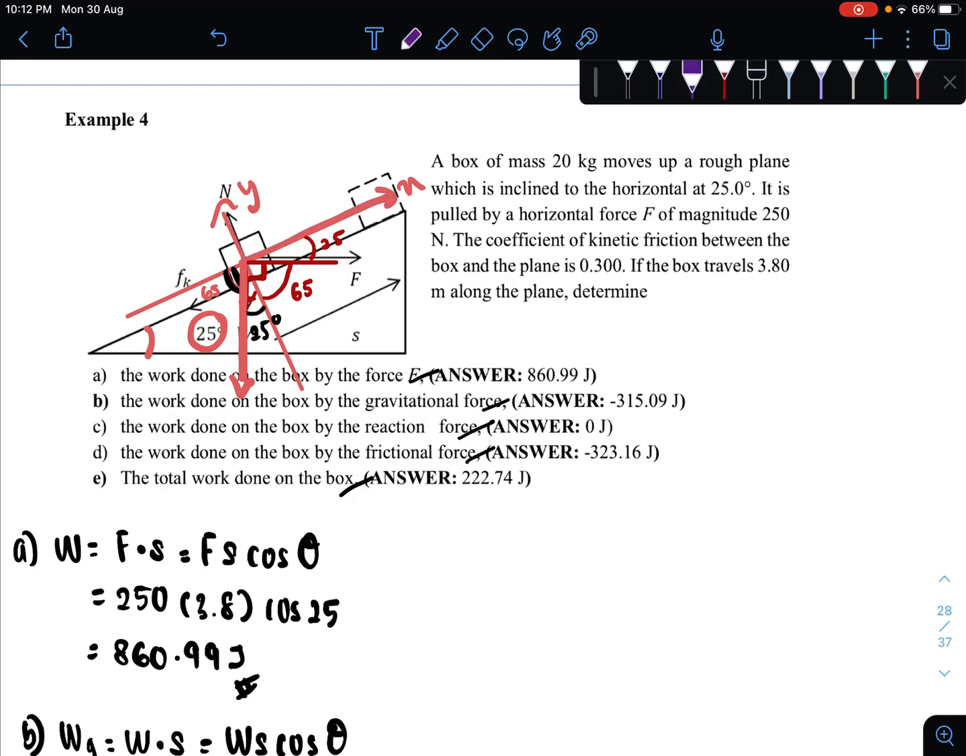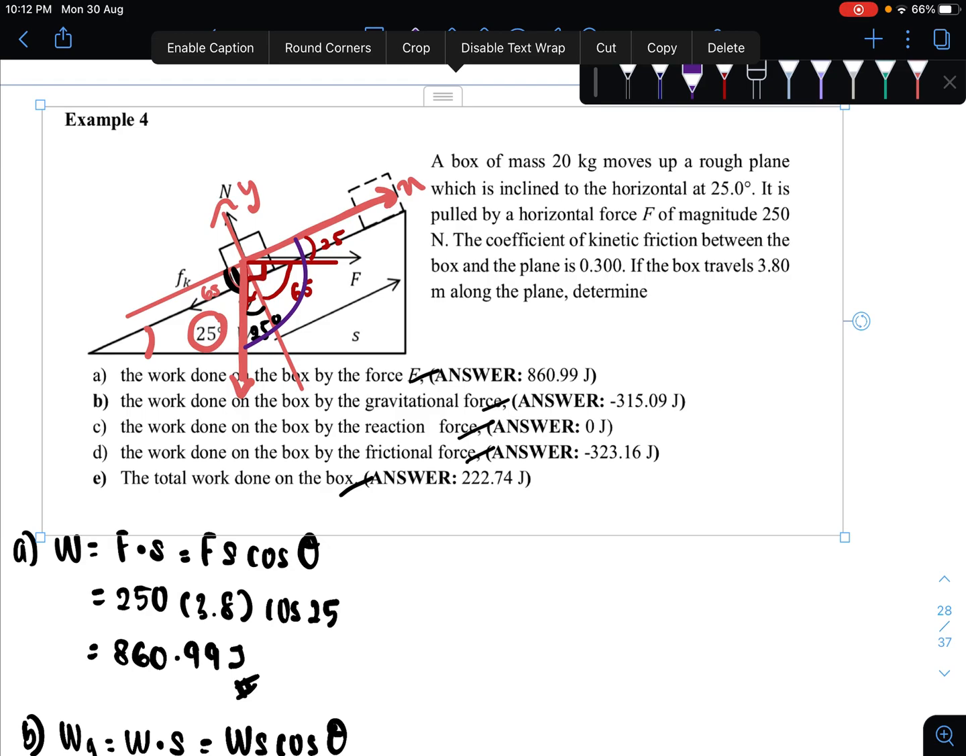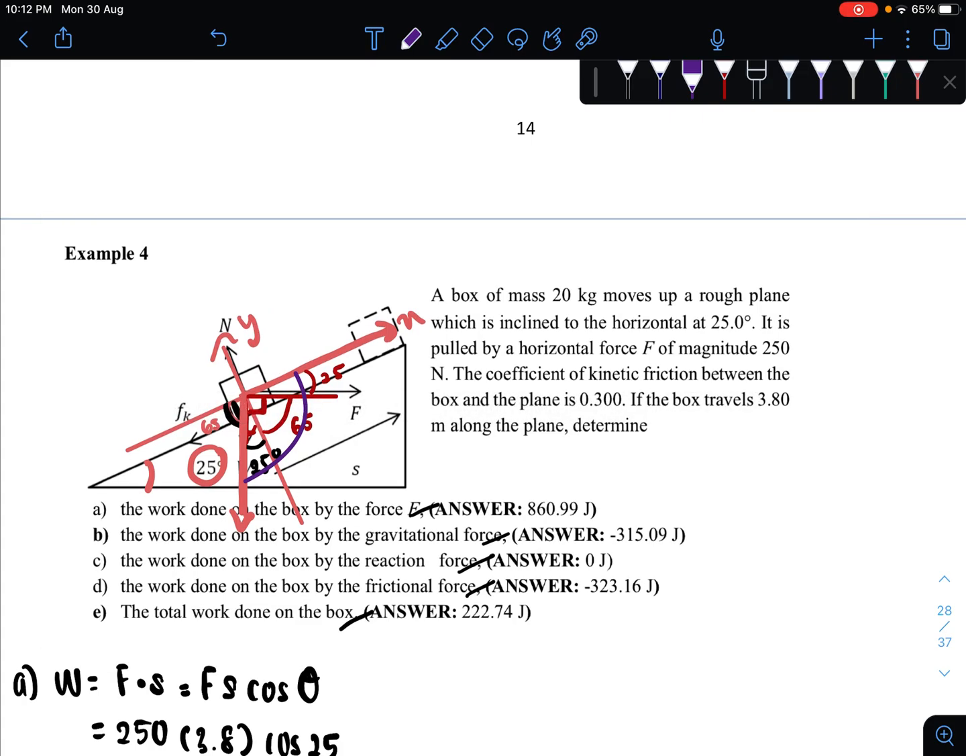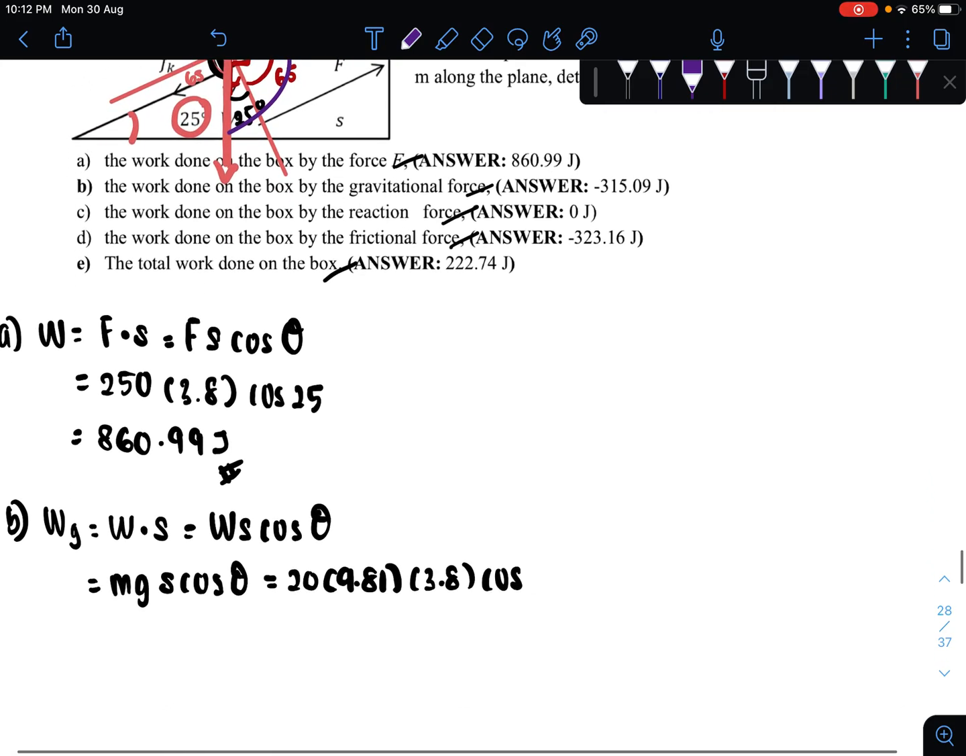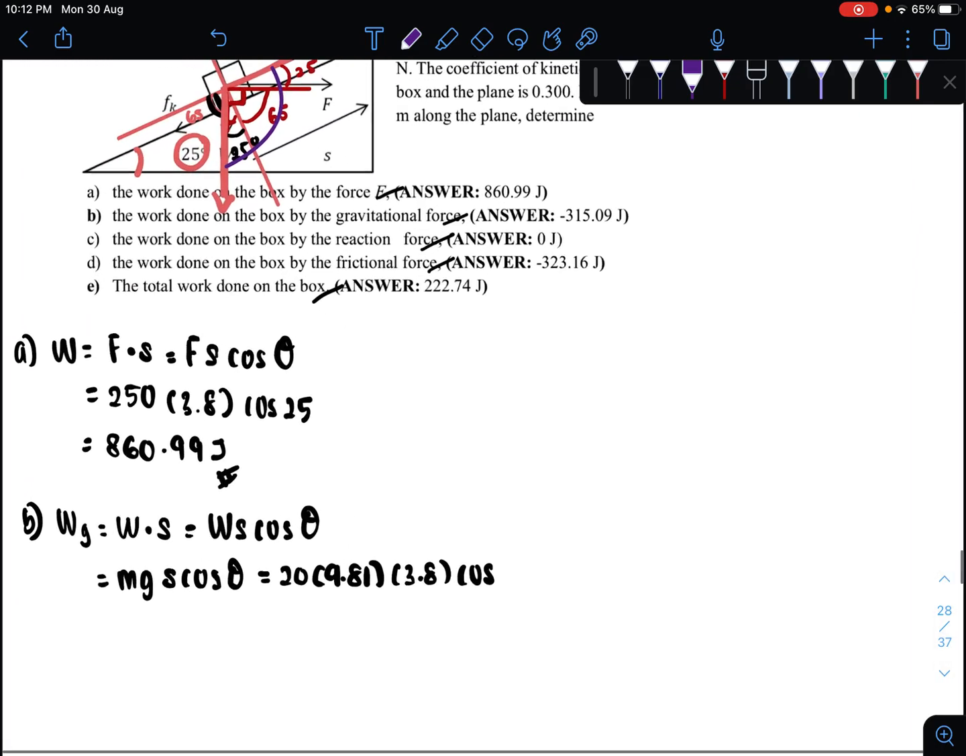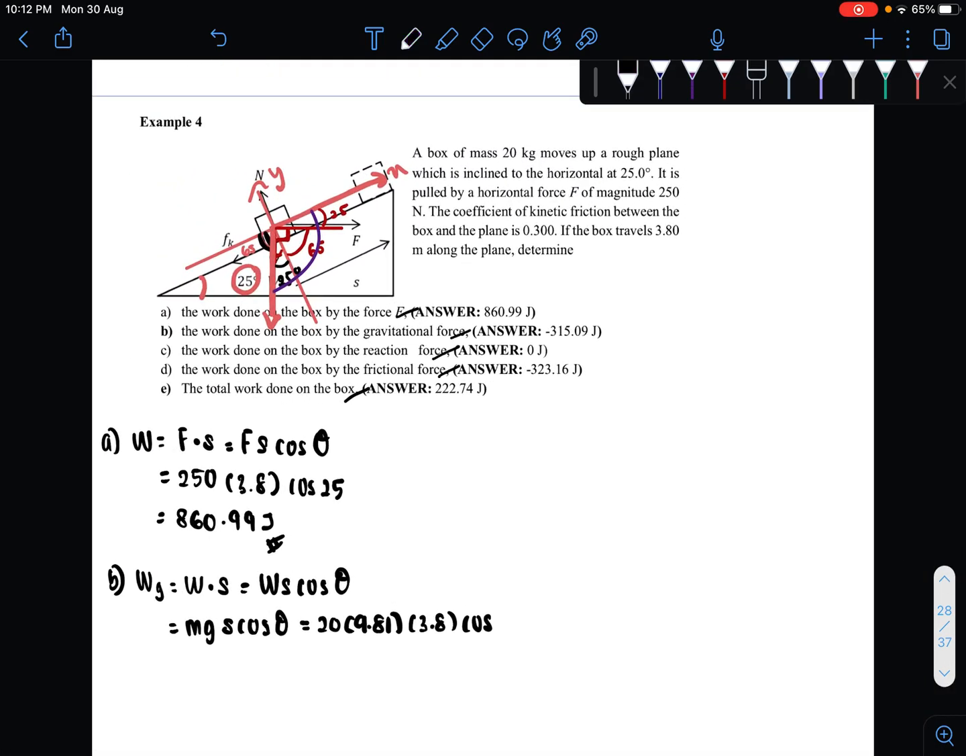My object is being displaced along the x-axis here. So the theta that we are talking about is from the x-axis to the W, the purple color. So what happened here? The theta becomes 25 plus 65 plus 25. You get 115. So you're going to get a theta of 115.